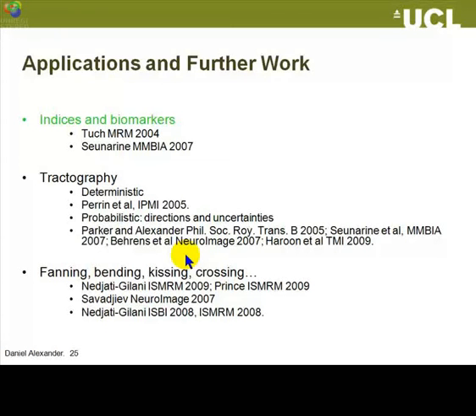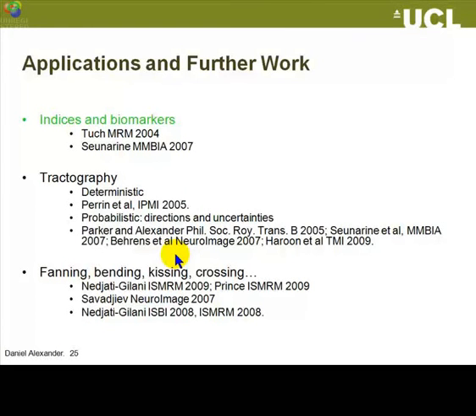One of the original motivations for developing these things was the limitations of simple indices derived from the diffusion tensor as markers of white matter integrity. So things like fractional anisotropy and mean diffusivity have become popular for use in that way. But obviously they're limited because they're also affected significantly by the configuration of fibres.